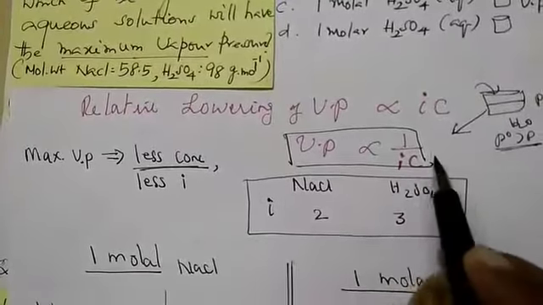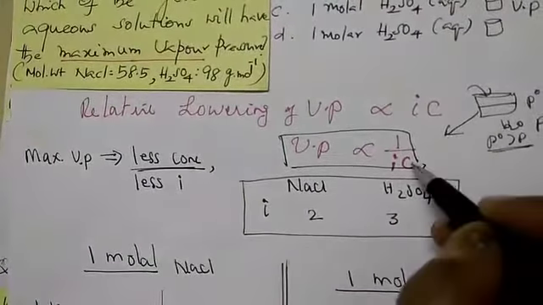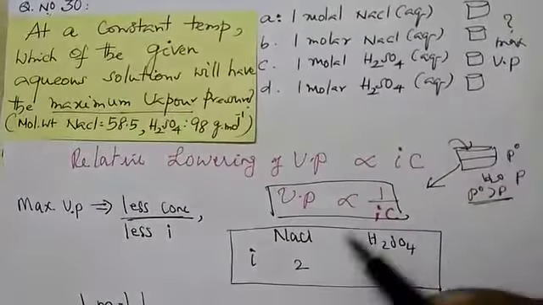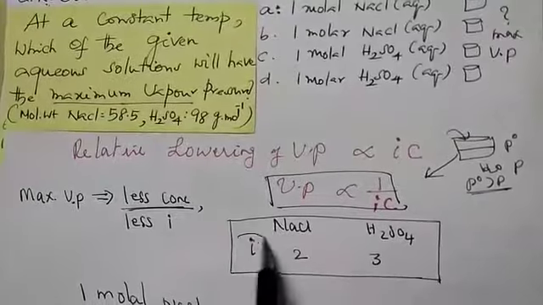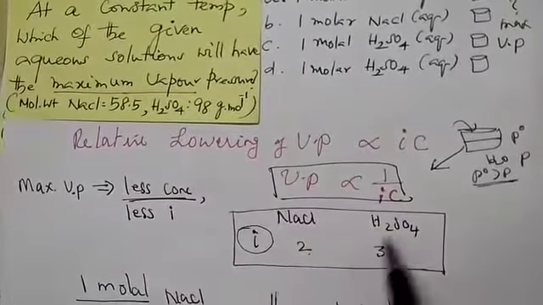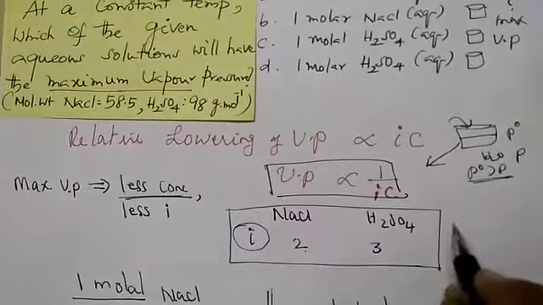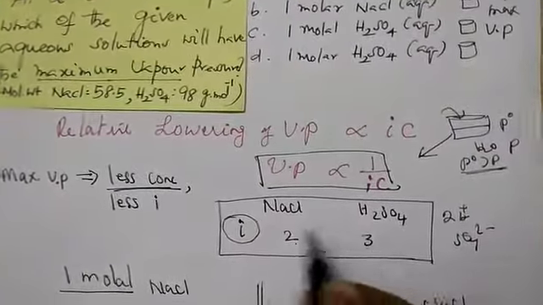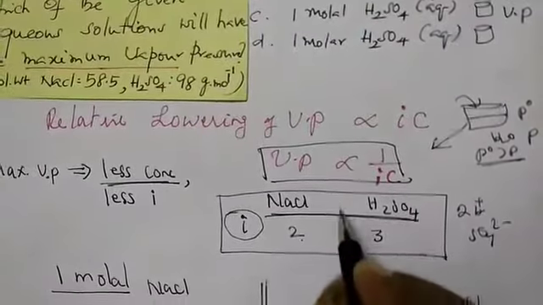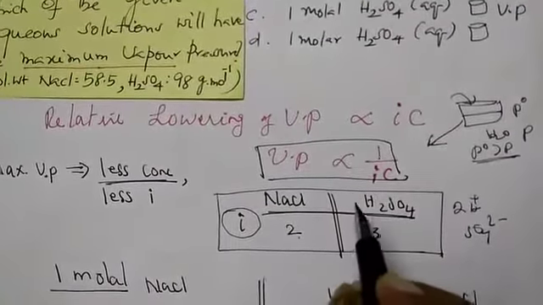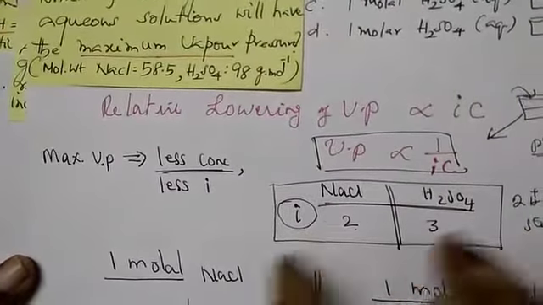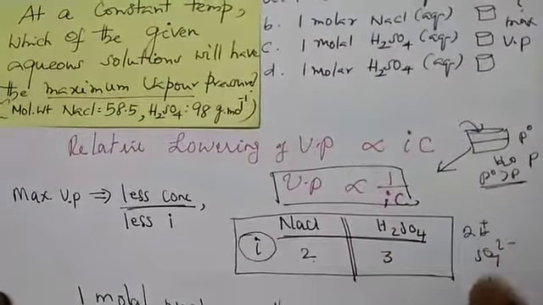Next is the van't Hoff factor, i. Here you are provided 2 chemicals, sodium chloride and sulfuric acid. The i factor is the number of ions. Sodium chloride gives 2 ions, and sulfuric acid ionizes to give 2 H plus and SO4 2 minus, totally 3 ions. What I want is the maximum vapor pressure among the 4 samples.